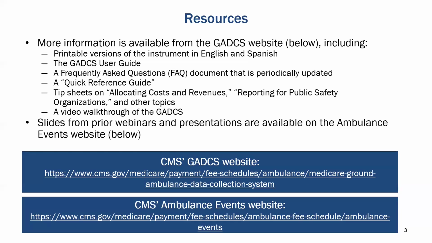We will highlight ways that specific questions might look different for different organizations as we go through the presentation. Finally, if you want to learn more about other sections of the GADCS or about topics that we aren't covering today, there are several other past webinars you can view on the CMS Ambulance Events website, which is listed in that bottom blue box. Webinars are available on topics such as requirements for fire or other public safety organizations, reporting labor costs, and reporting revenue.